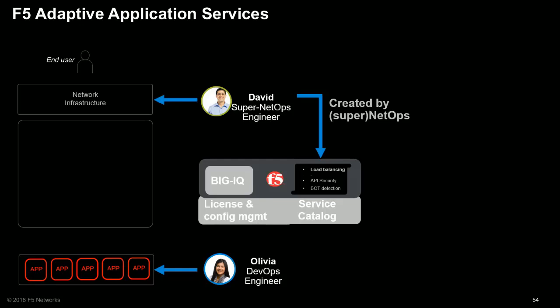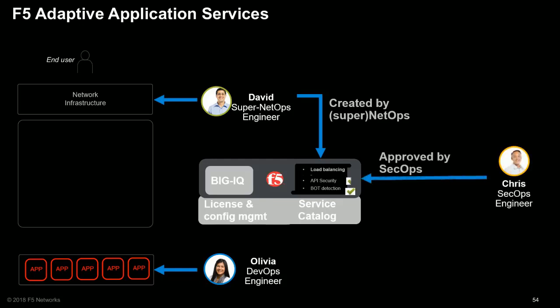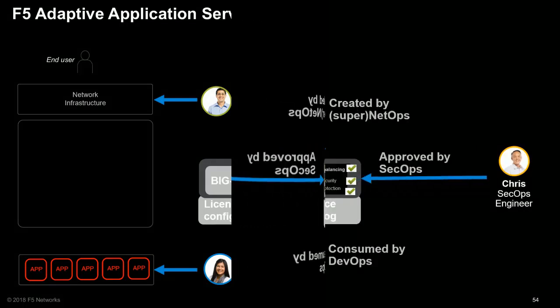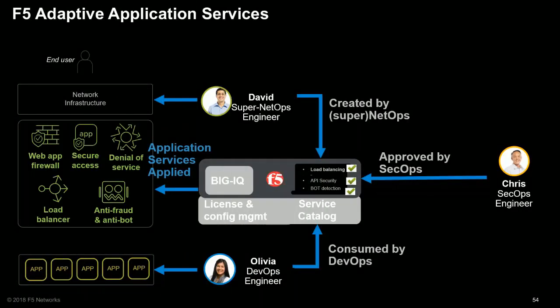Applications are our crown jewels. Adaptive application services from F5 will assure that your applications can grow and shrink when needed. From a security perspective, they are able to defend themselves and heal themselves when needed.